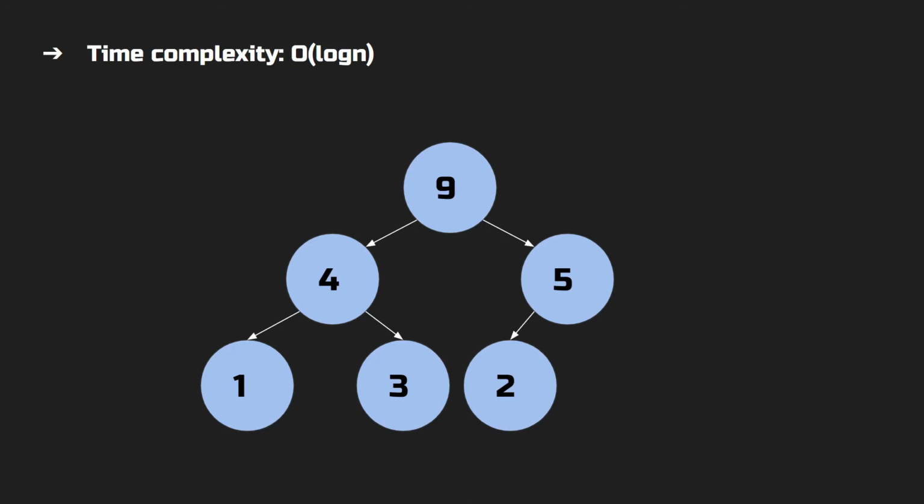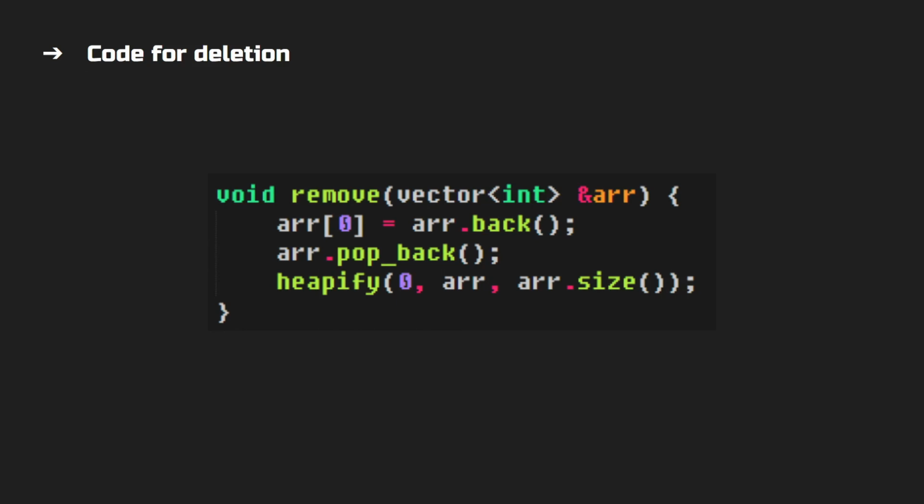Time complexity is again big O of log n because we are traversing the height of the tree. And this is the code for the deletion. We are taking the last leaf node's value and putting it in the root node and then deleting that last node and applying the heapify operation on the root.